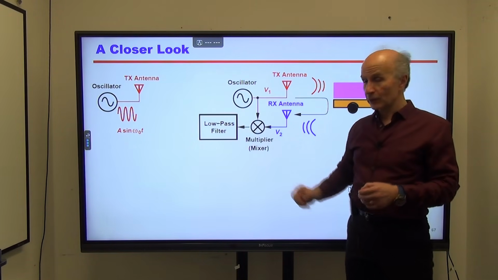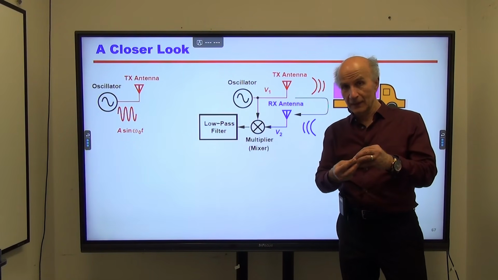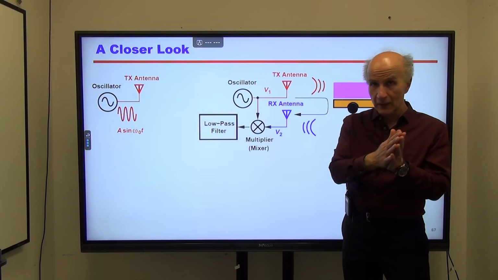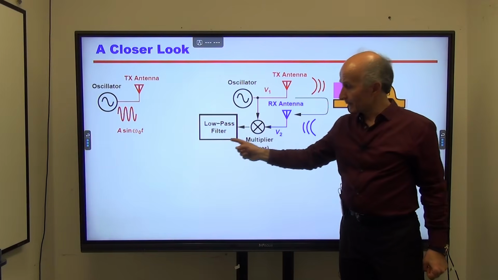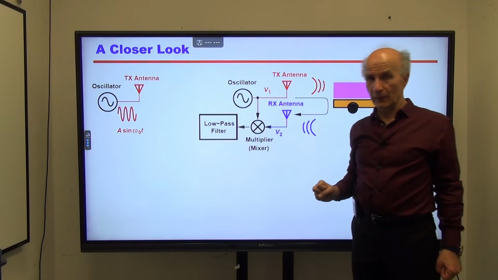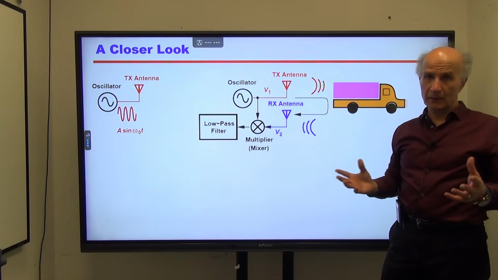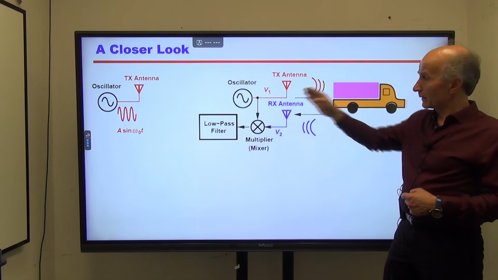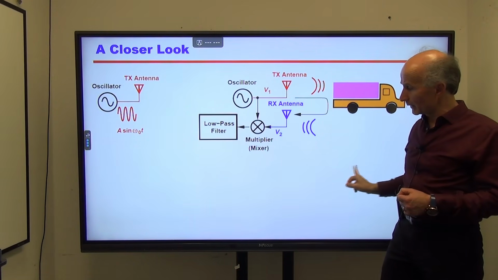Now at this output we had cosine of theta, which is what we want. We have to process that to find delta t, but we also had cosine of 2 omega 0 t plus theta, which was a high frequency, and we don't want that. So we put a low-pass filter here to attenuate, to suppress that high frequency component. Now that we have cosine of theta, we can calculate delta t, and we can find the distance between the truck and the car that was behind it. All right, so that's the basic idea here.